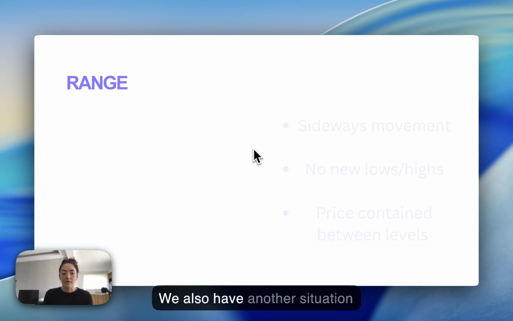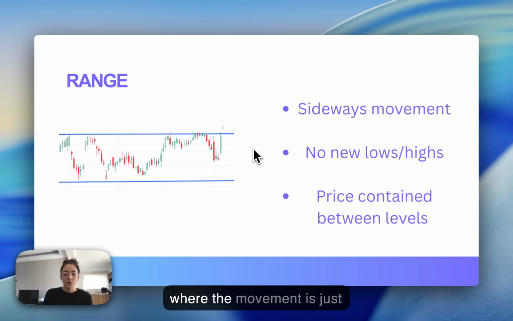But we also have another situation where the movement is just sideways. There are no higher highs and there are no higher lows. The price is contained between these two levels.